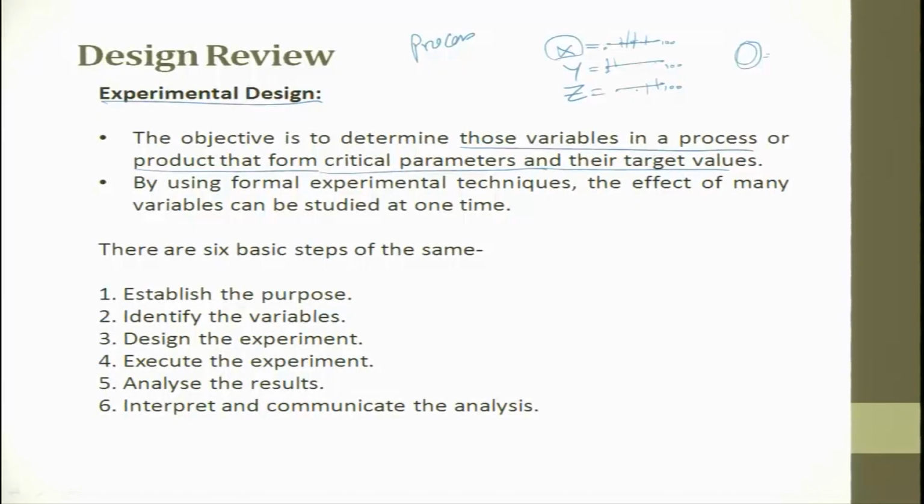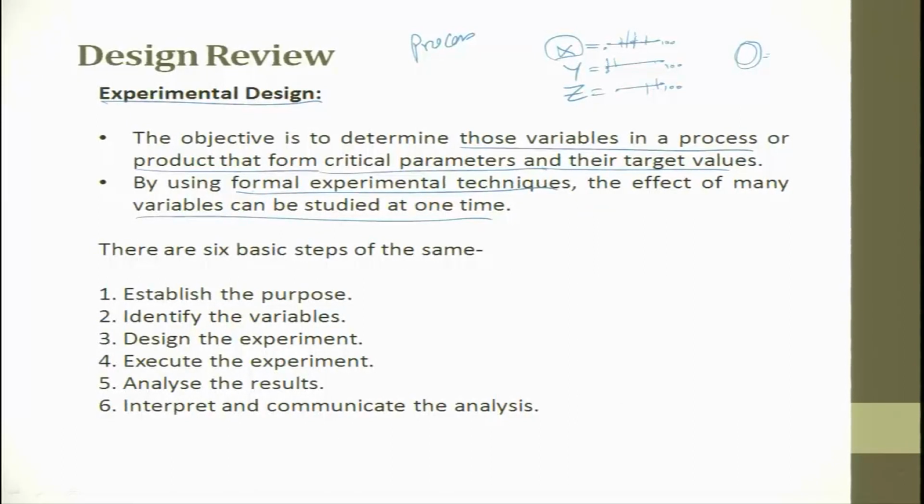The objective is to determine those variables in a process and or a product that form critical parameters and their target values. By using these formal experimental techniques, the effect of many variables can be studied at one time. Okay. So, here there are 6 steps to be followed. One is establishing the purpose, identifying the variables, design of experiments, I said the logical way of doing experiments, evaluate each experiment with respect to the output, analyze the result, and then interpret and communicate the analysis.